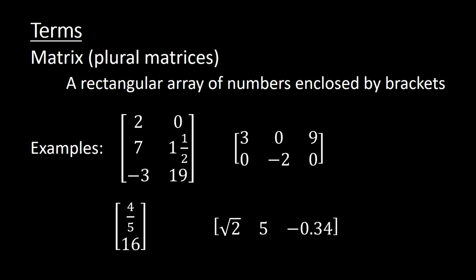So below we see several examples of matrices, where we have negative numbers, we have mixed numbers, we have fractions, we have radicals, we have negative decimals. We can have any sort of number inside of a matrix. And the plural of the word matrix is the word matrices.